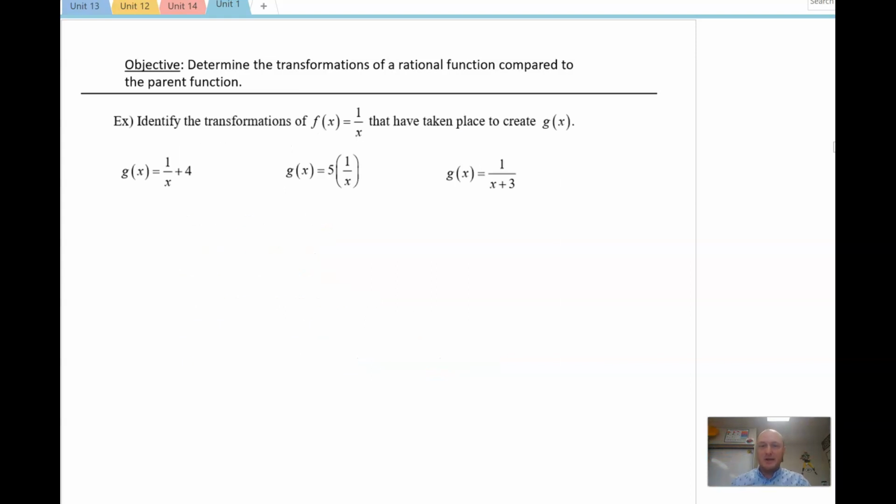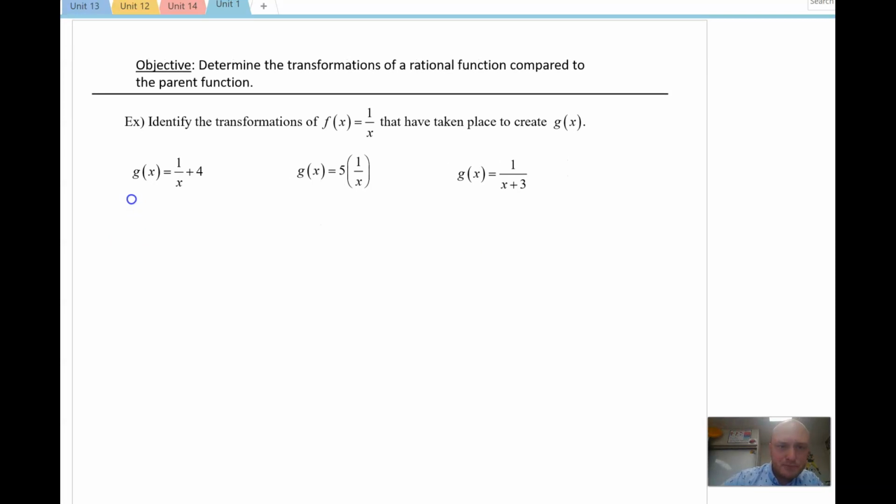Plain and simple. Okay, so let's apply some of these. The first step that I think you should do is label these transformations. So here the example says, identify the transformations of f of x equals 1 over x that have taken place to create g of x. Here's g of x, and what we have here is a k value that's tacked on at the end. So k is equal to 4. What does that mean? Well, that means a translation up 4 units.